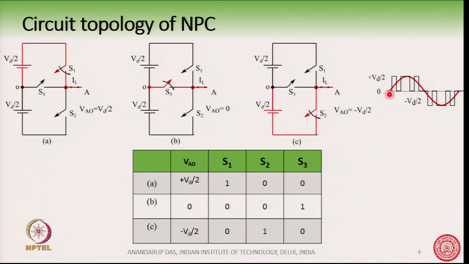So, therefore, 3 levels of voltages, plus Vd by 2, 0 and minus Vd by 2, are possible at the pole voltage. So, VAO, or VA, the A point voltage, we can say it is a pole voltage. VAO can be Vd by 2, 0 or minus Vd by 2.